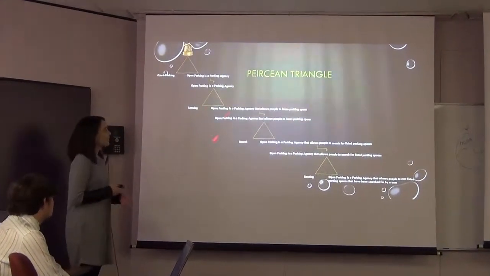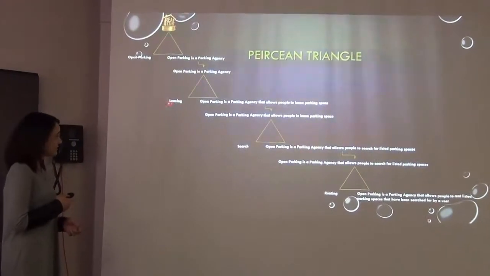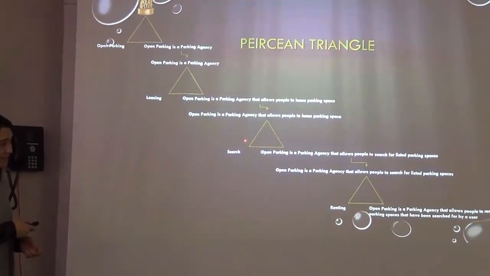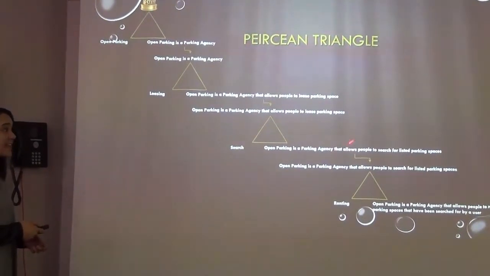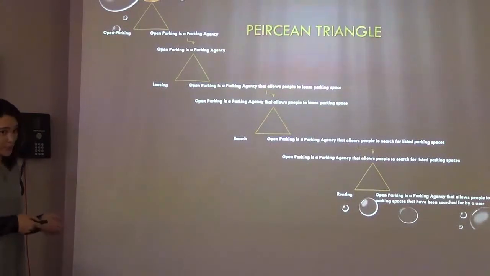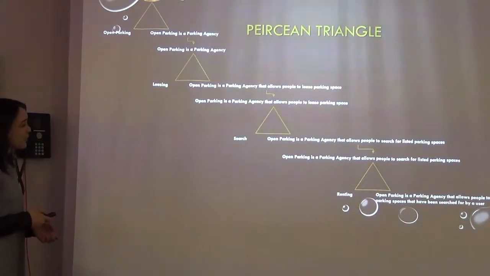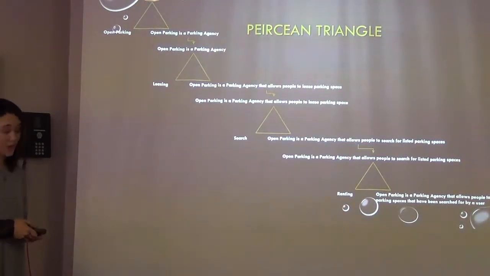So as we said, open parking is a parking agency. So in sprint 1, we added in the leasing and the search functionality. That turned our app into a parking agency that allows people to search for listed parking spaces. During sprint 2, we added in the renting functionality, and our app became a parking agency that allows people to rent listed parking spaces that have been searched for by the user.